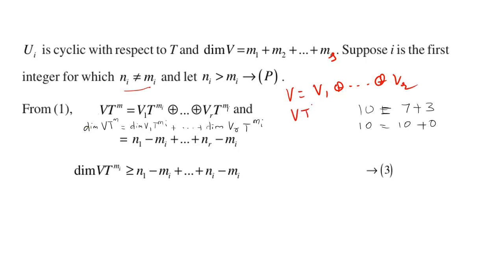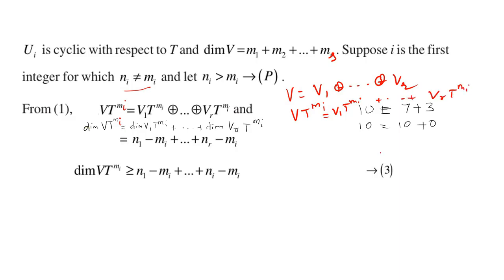So Vt power mi, rather, Vt power mi should be, we are applying t power mi on both sides. So this is what we get: V1 t power mi plus and so on, Vr t power mi.